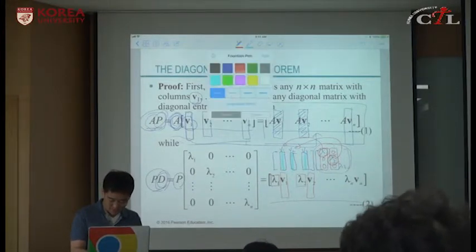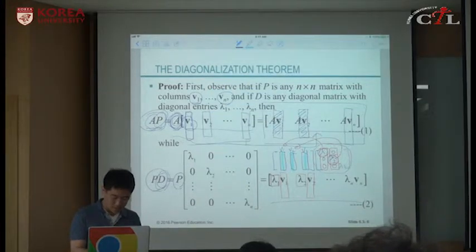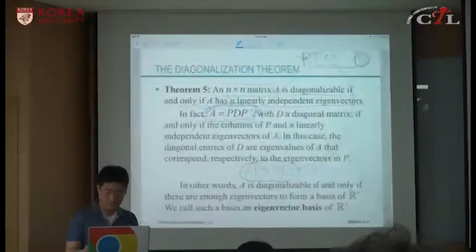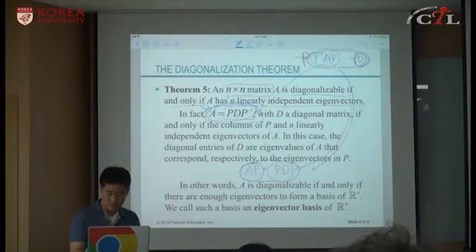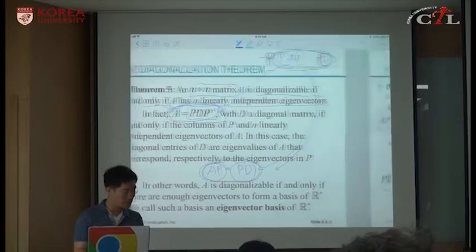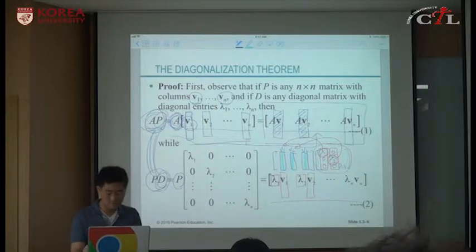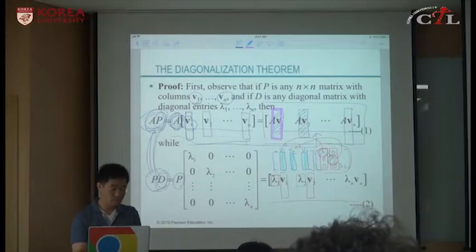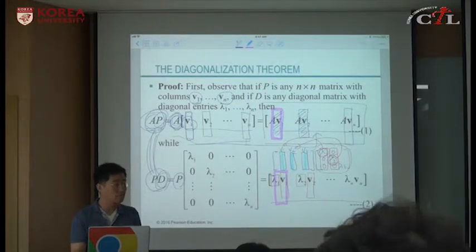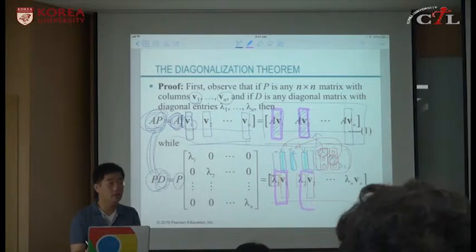Okay, and then we are almost reaching the final point of our proof. So this AP should be equal to PD. This equation came from multiplying the original diagonalization by P on the left. And so this is the result that we want to compare. These two matrices should be the same, and that means this first column should be the same as this first column, right? And then the second column should be the same as the second column, right?